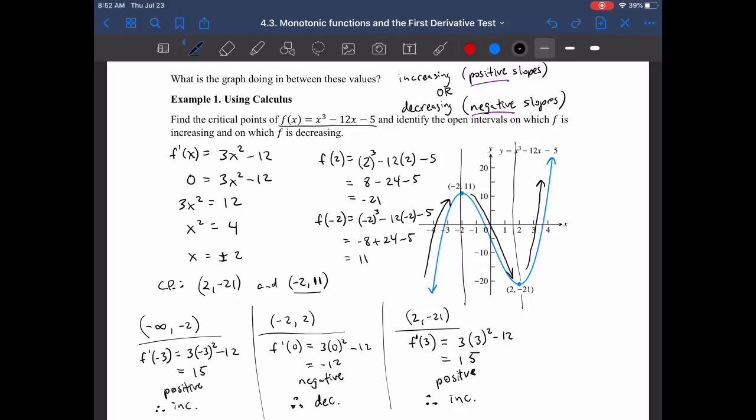Say if we didn't have this graph, it wasn't given to us, we couldn't look at it to check, you could see how we could use this to come up with the graph ourselves. We could mark our two critical points at -2, 11 and 2, -21. Then we know this has to be smooth and continuous, we know it's increasing over here, decreasing between them, and increasing over here.